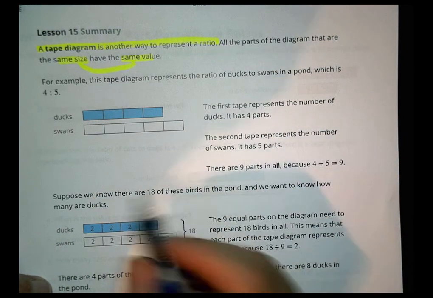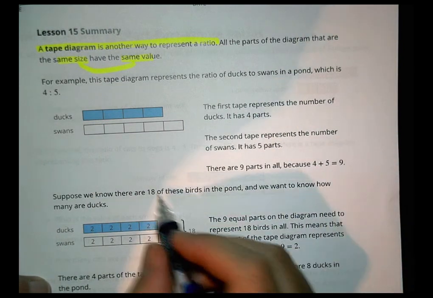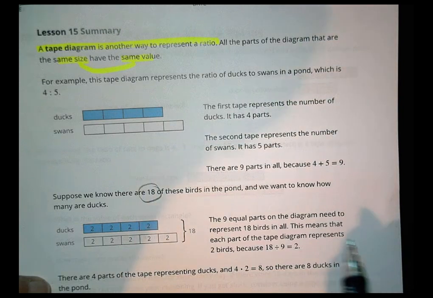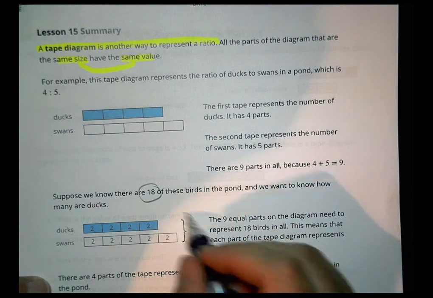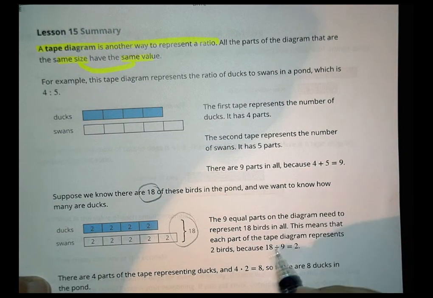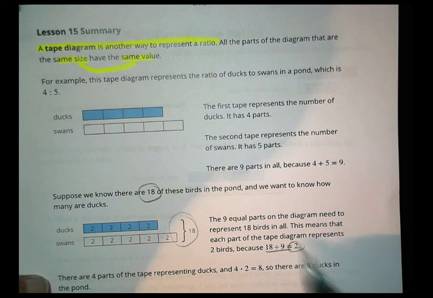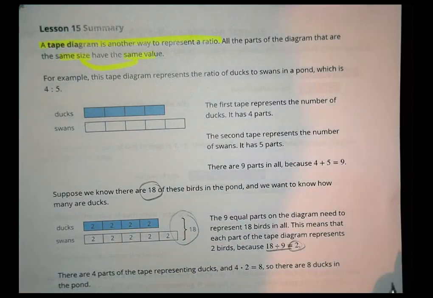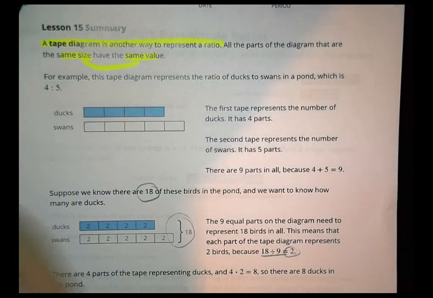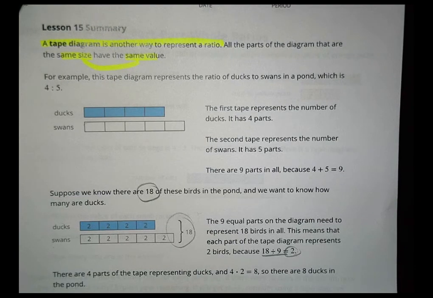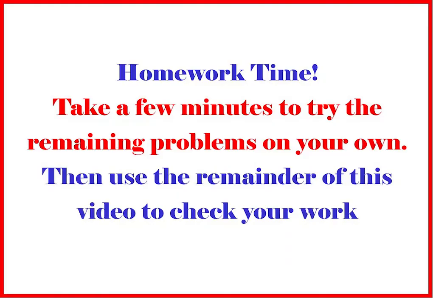But it's also kind of cool because sometimes we can say, well, we know there's 18 of the birds in the pond, we want to know how many. We could look at the whole, and we could divide that, 18 divided by 9 little squares, to find out each one represents 2. So with a tape diagram, you can do some quick math there, and it works out pretty well. Let's pause there and work on your homework. We'll come back together in just a minute and see how you did.